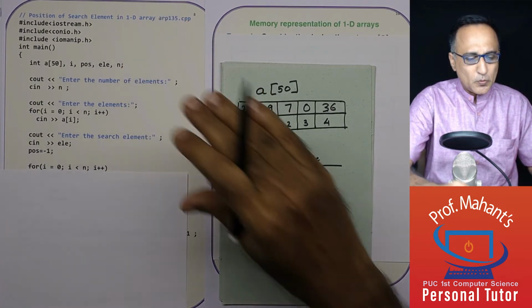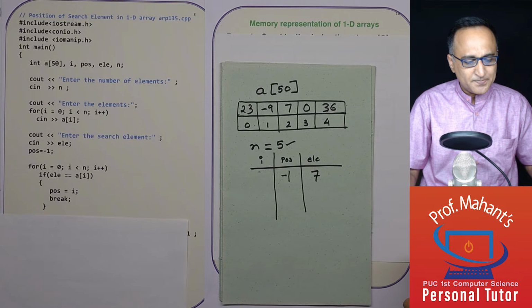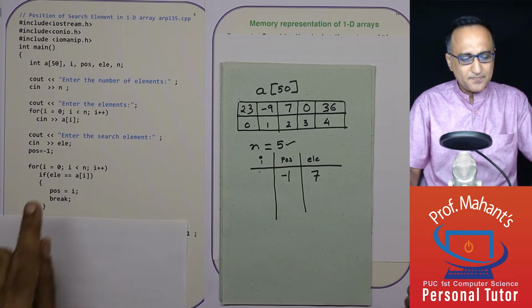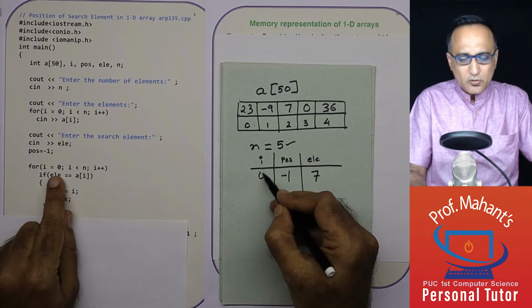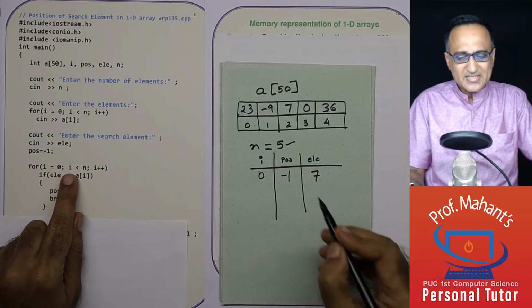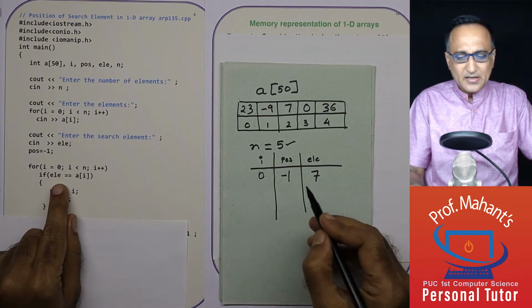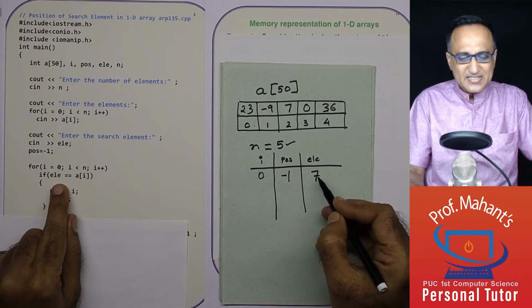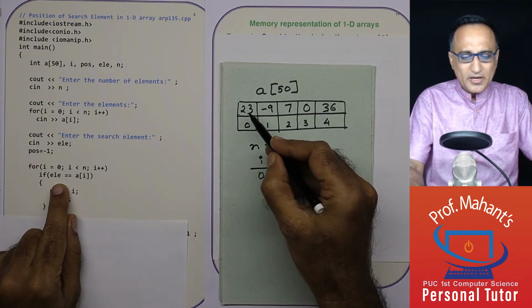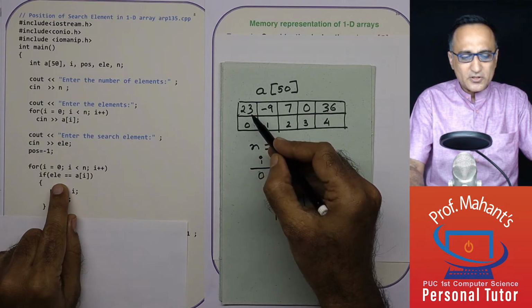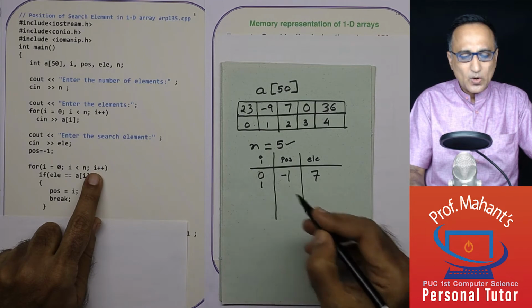I'm just going to loop through and compare each number. So take a look here. Starting from i is equal to 0. 0 is less than 5. Now element is 7. Is 7 equal to a of 0, which is 23? False. i is increased to 1.